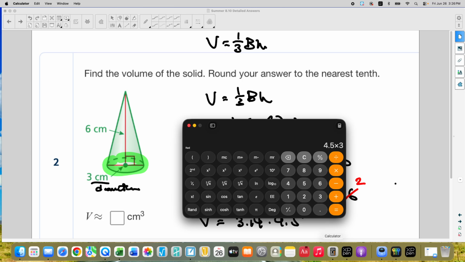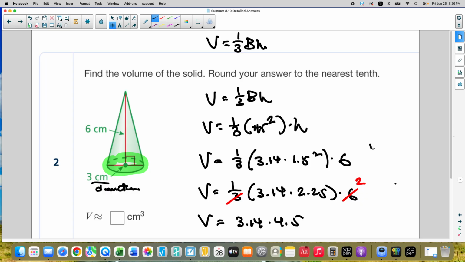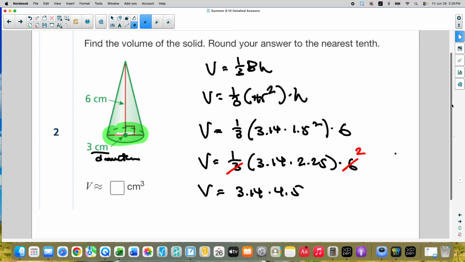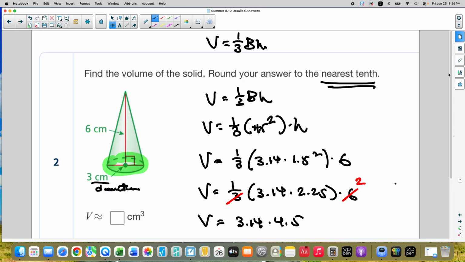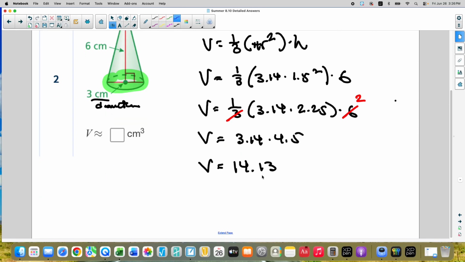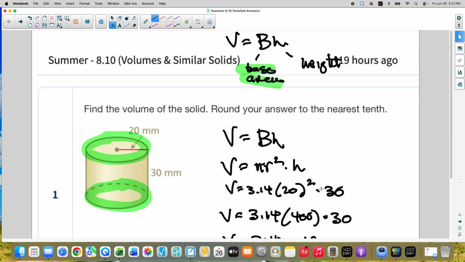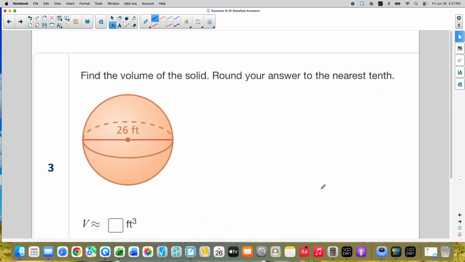4.5 times 3.14, 14.13. It says round to the nearest tenth. So I'm going to go to the tenths place. I'm going to look here. This tells me to round down. So my volume is going to equal 14.1 centimeters cubed. That's good. Did I round to the nearest tenth? I did. It's a whole number. Okay, I'm cool with that.